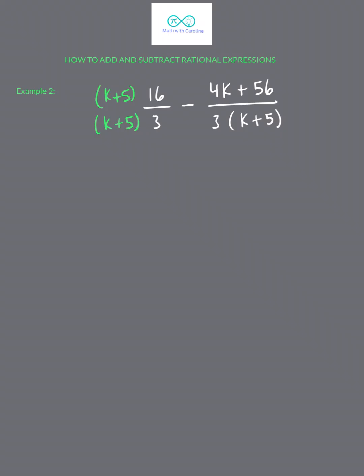Now that we have a common denominator, we can combine our numerators. So we're going to write this out. Now it's going to be very important to have the parentheses around this, because you want to distribute your 16. So we're going to get 16k plus 80. And then we also want to make sure we have parentheses around this. Since we're subtracting, we need to make sure that we subtract every term. So we're going to distribute our minus as well. Go ahead and pause the video and write that out now.